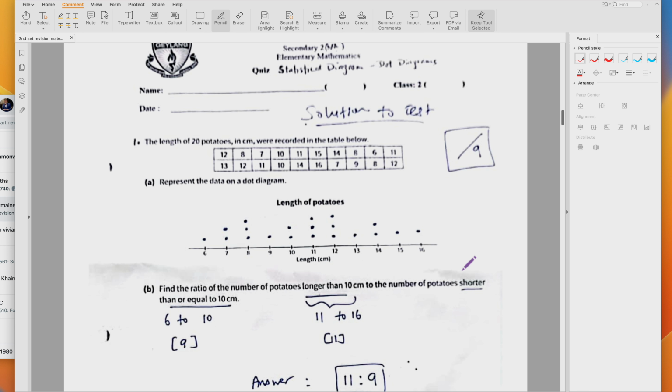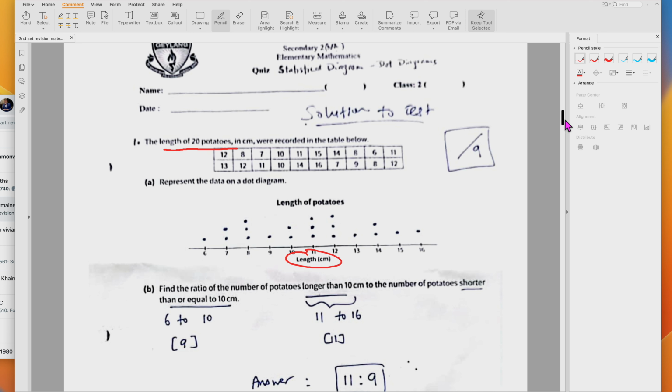Okay, so once again, how come they keep giving you dot diagrams? So it seems like dot diagrams are going to come out. Now you see, you need to represent the dot diagram. So they say the lengths of 20 potatoes. You need to put the length of potatoes below. Then you just imagine, you have 20 students, and each student brings one potato. The first student's potato is 12 cm, the second student's is 8 cm, the third student brings a 7 cm potato, then the fourth student brings a 10 cm potato, and then you can go around and do the survey.